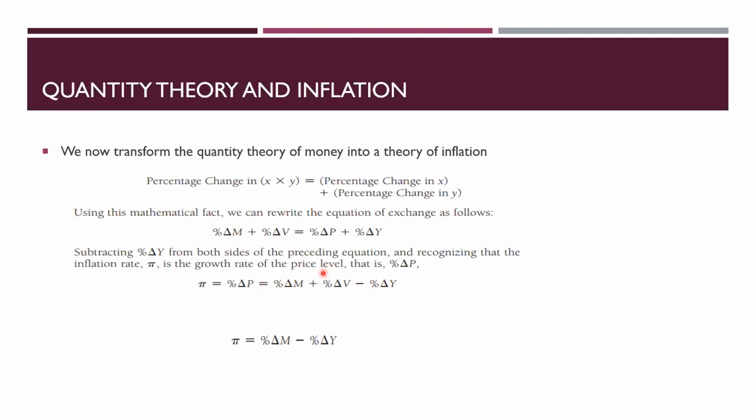But we have noted that the velocity of circulation is constant in the short run. So we can say percentage change in V is equal to 0 and eliminate the percentage change in V. Finally, we'll come up with inflation is equal to percentage change in M minus percentage change in Y. So this is where we wanted to get to.